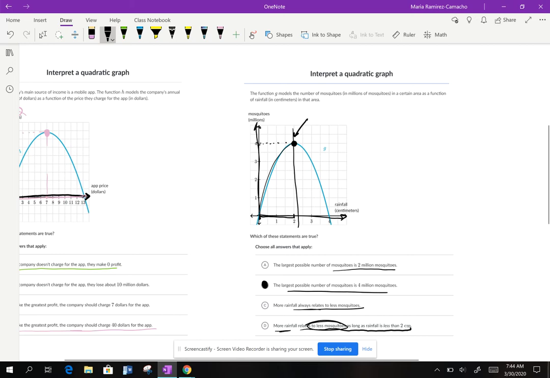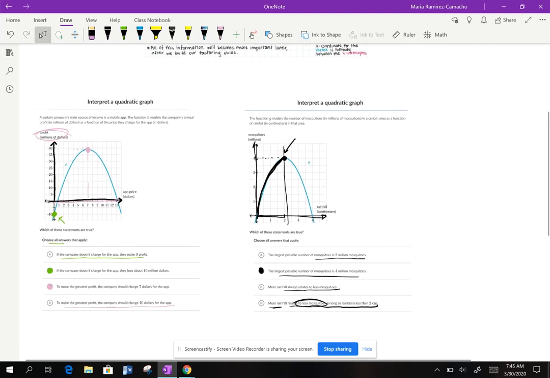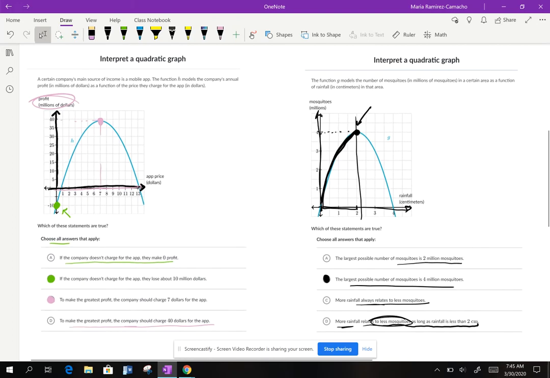If you happen to do this one and maybe the wording's weird and you do get this one incorrect, maybe there is another answer here, let me know. But the way that I am interpreting it is that the more rainfall here is creating more mosquitoes. So I don't know, that's kind of a weird one. But try it out and let me know if you need help.